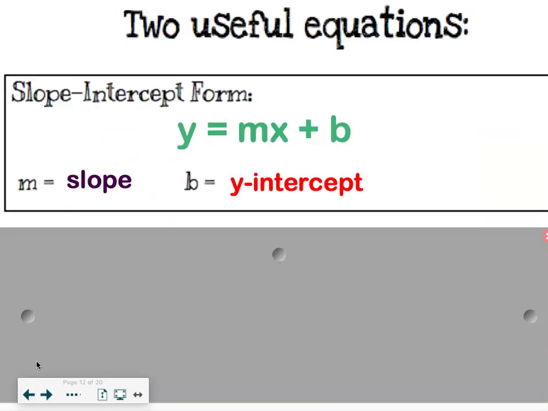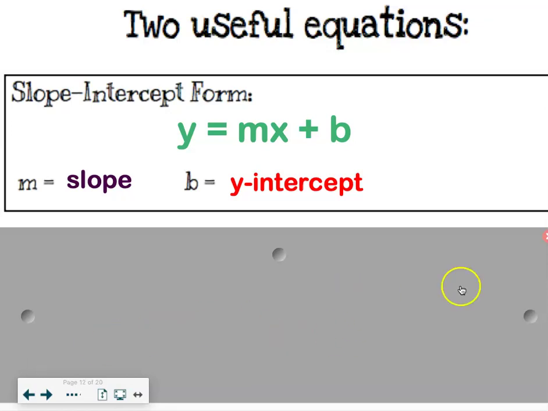This should hopefully also be a review. Slope-intercept form is y equals mx plus b. If you want to jot that down in that box. Your m is your slope because m stands for slope, and b is the y-intercept. We use this one a lot. It makes graphing super easy because you plot your y-intercept and then you just count your slope. Rise over run.